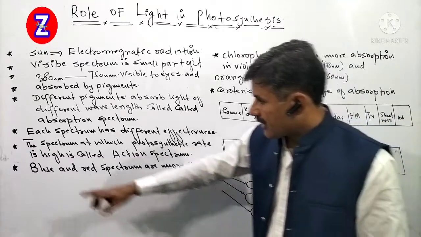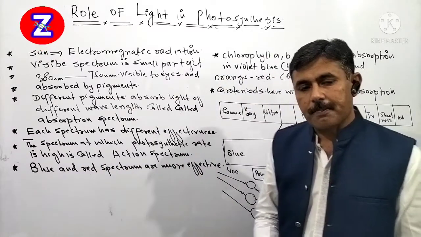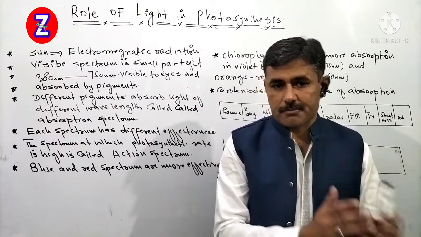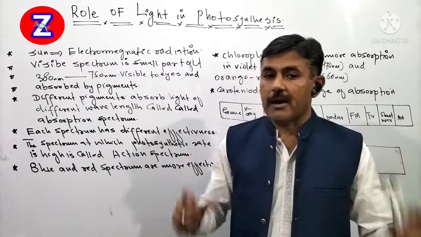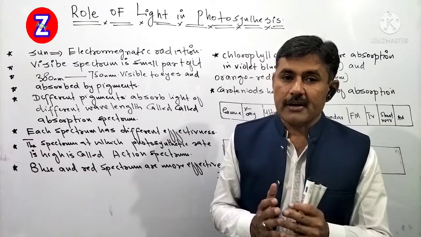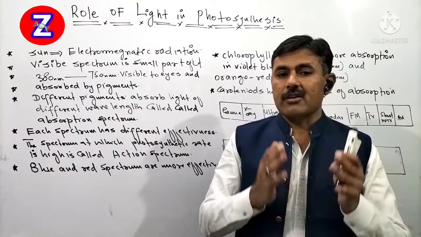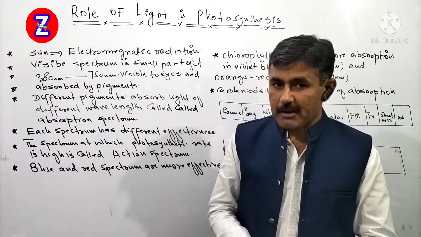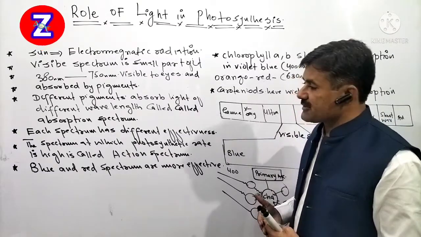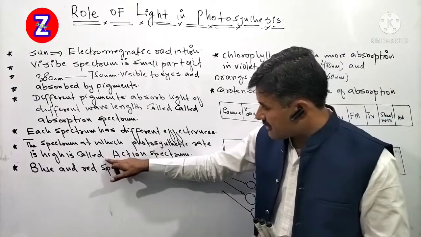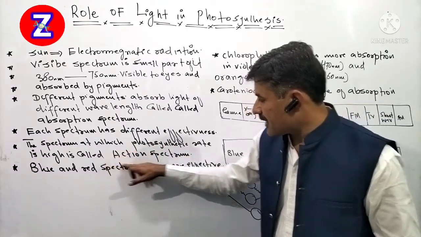Another spectrum: the spectrum at which the photosynthetic rate is high is termed an action spectrum. Every pigment is absorbing light of a specific spectrum, but it is of that spectrum where the rate of photosynthesis is maximum. For example, chlorophyll shows maximum photosynthetic activity in red or blue light. So we can say blue or red spectrums are more effective, and the spectrum where the photosynthetic activity is maximum is termed an action spectrum. A spectrum where a pigment shows maximum activity is termed an action spectrum.